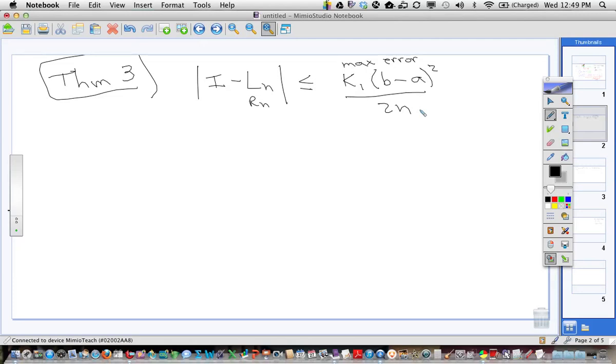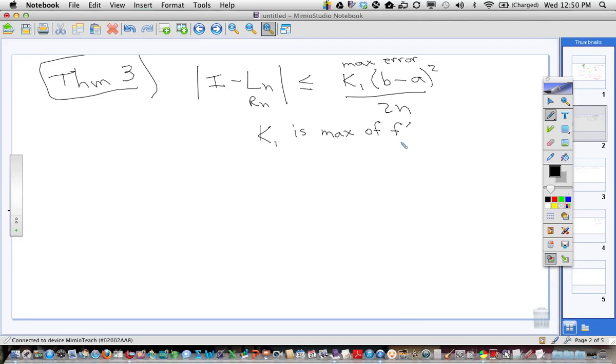Now there are two types of problems we can do to use this formula. The key, of course, is going to be what K1 is. Let's write that down as a matter of fact. What was K1 again? So it's the max of f prime is what that is. That's the max of f prime, the steepest slope.